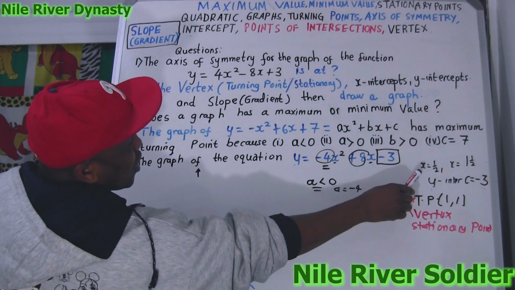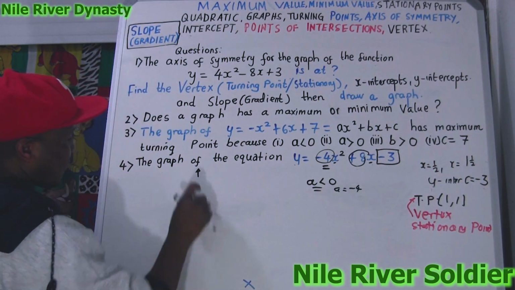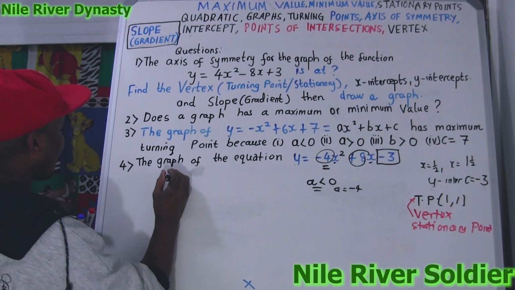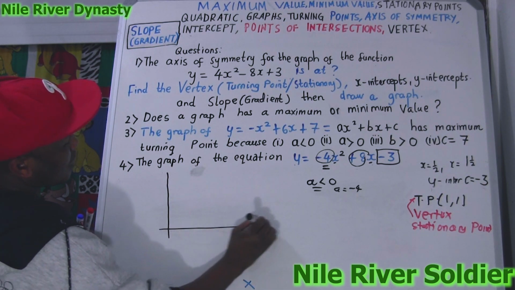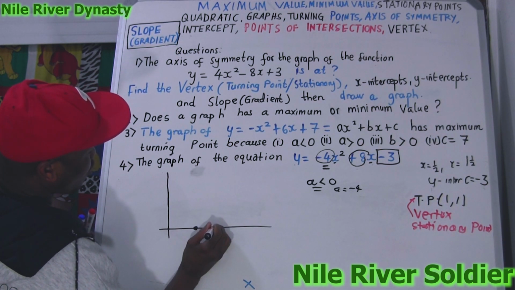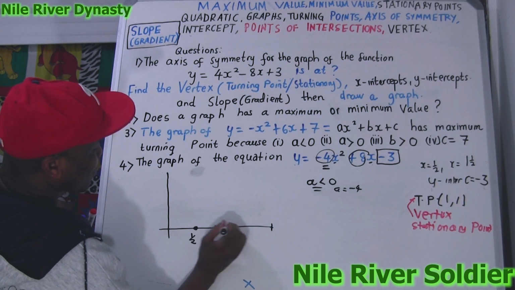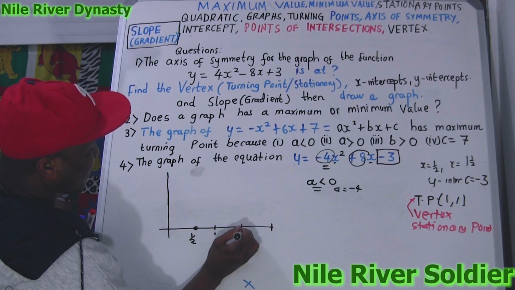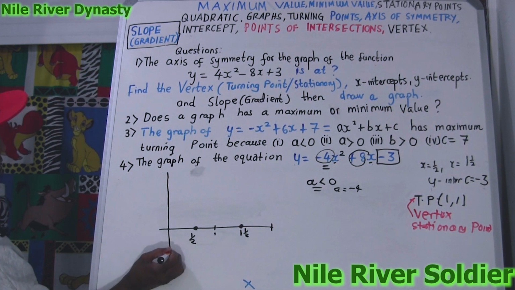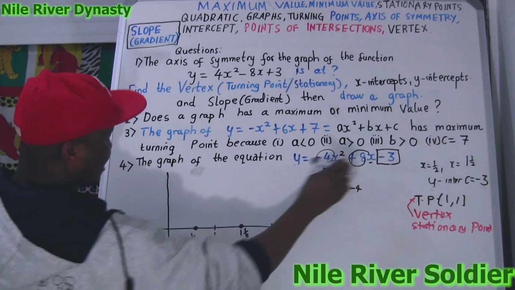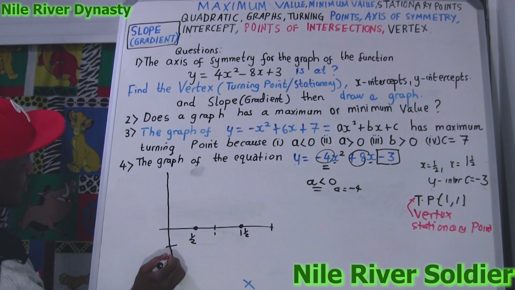My x-intercepts are 1/2 and 1.5. So it's going to be like this. Let's say this is 1, and this is 2. So half is going to be here, and 1.5 is going to be somewhere here. Then we know the turning point. The y-intercept is -3: -1, -2, -3. Let's say this is -3.